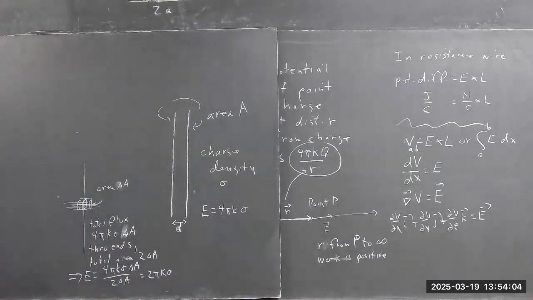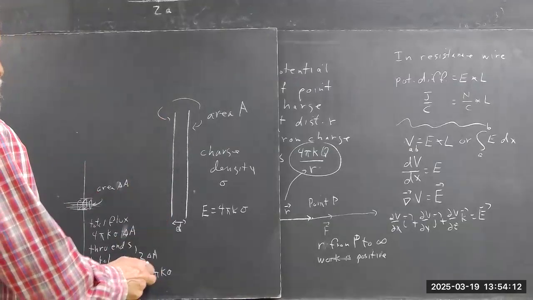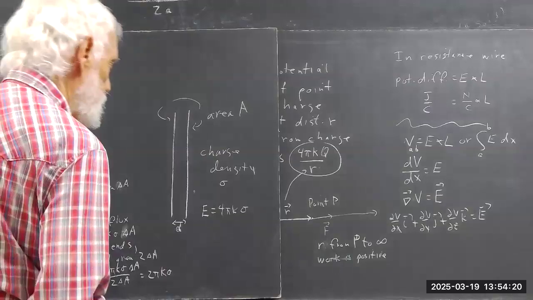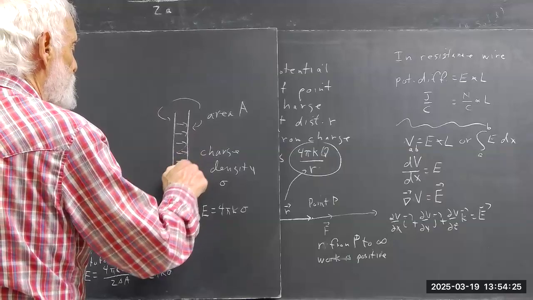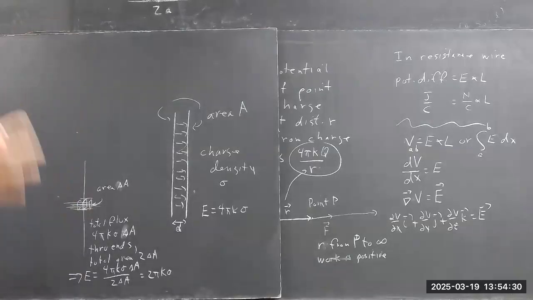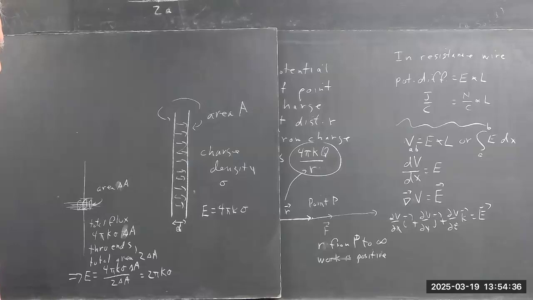The field is 2 pi k sigma. That's the field due to one plate. The field due to the other plate is also 2 pi k times negative sigma, meaning it's going to align in between the plates, and the fields are going to reinforce between the plates and cancel outside of the plates, which we demonstrated with the parallel plates and the, what was it? Something on a string that was bouncing back and forth, a piece of foil or something. Okay.